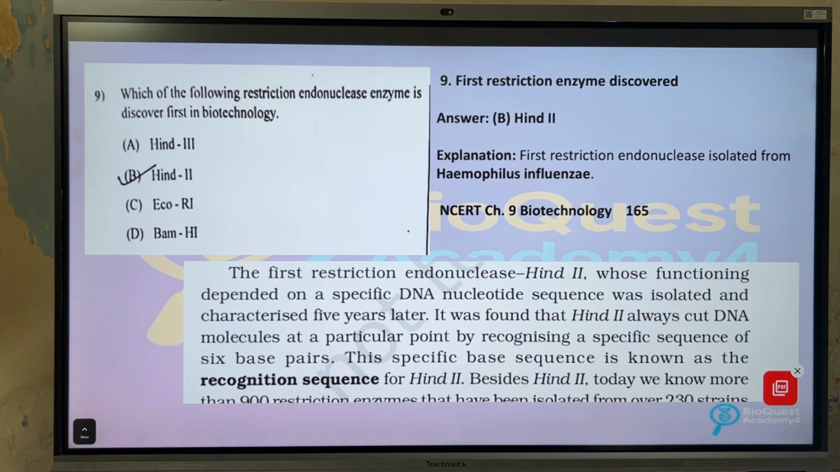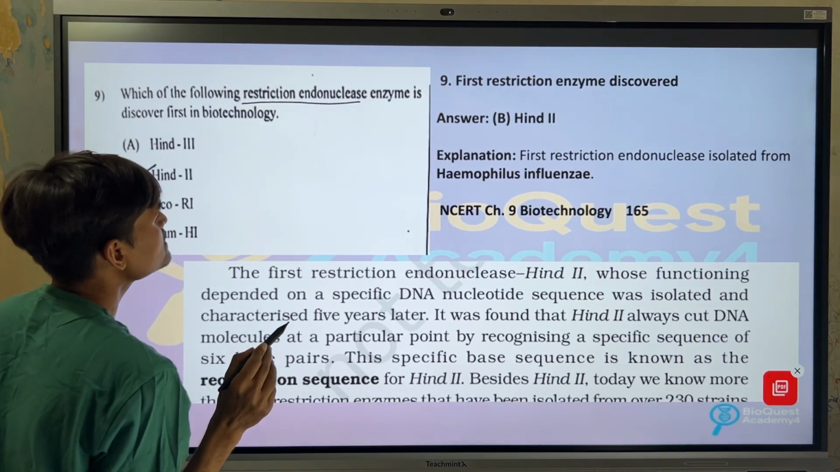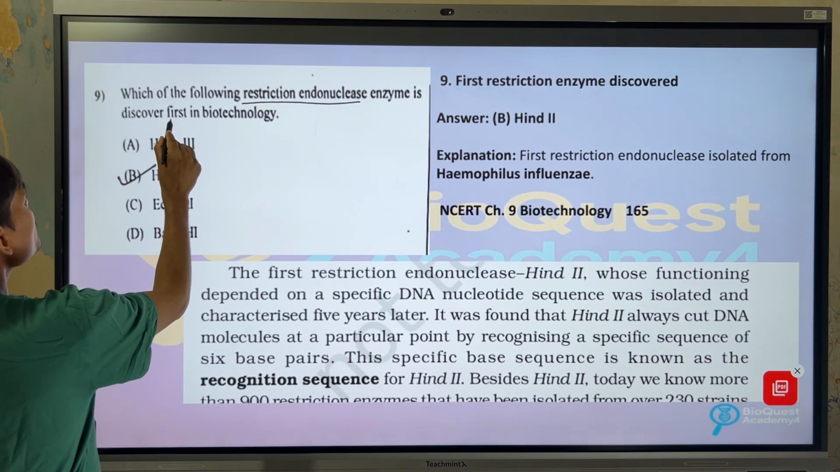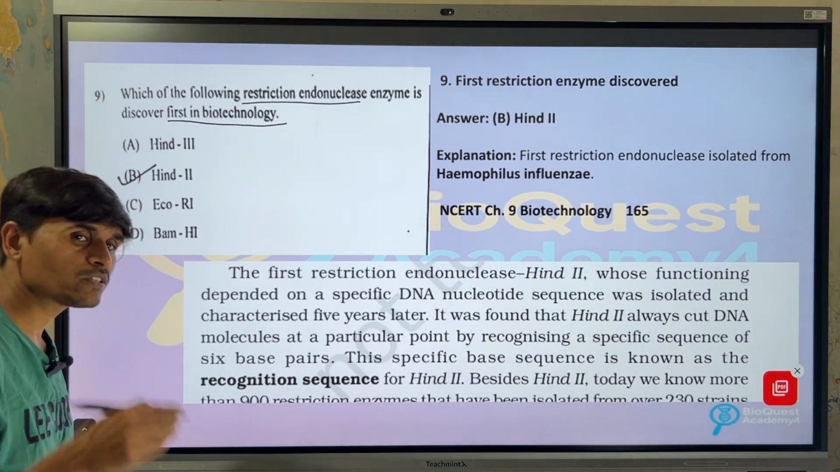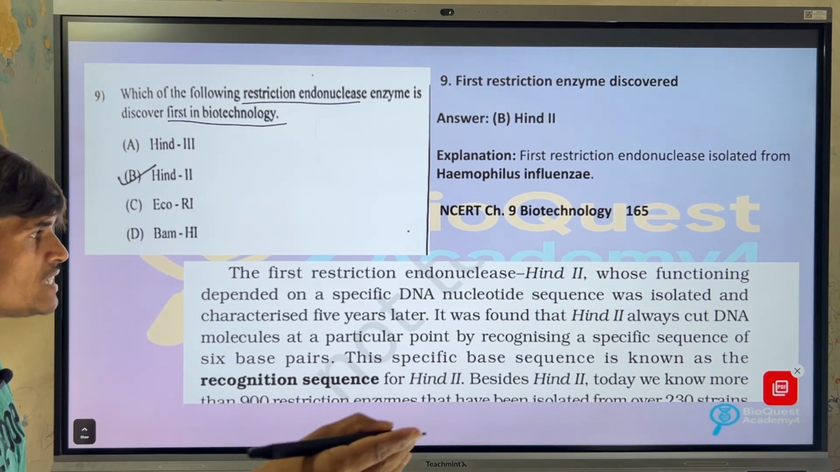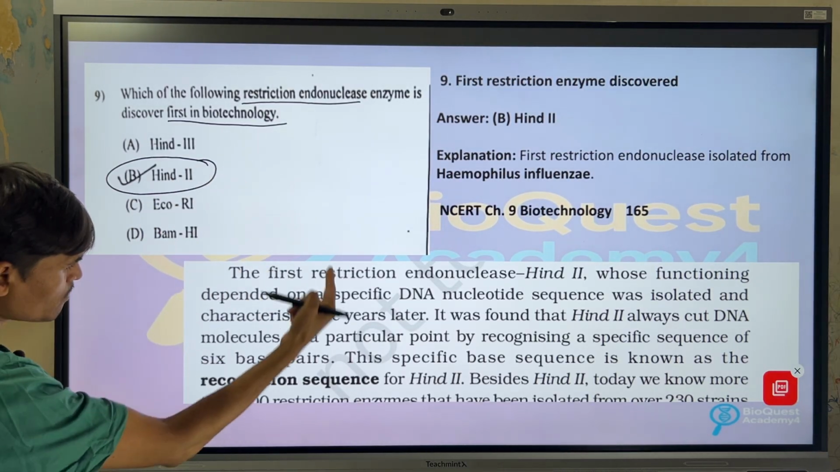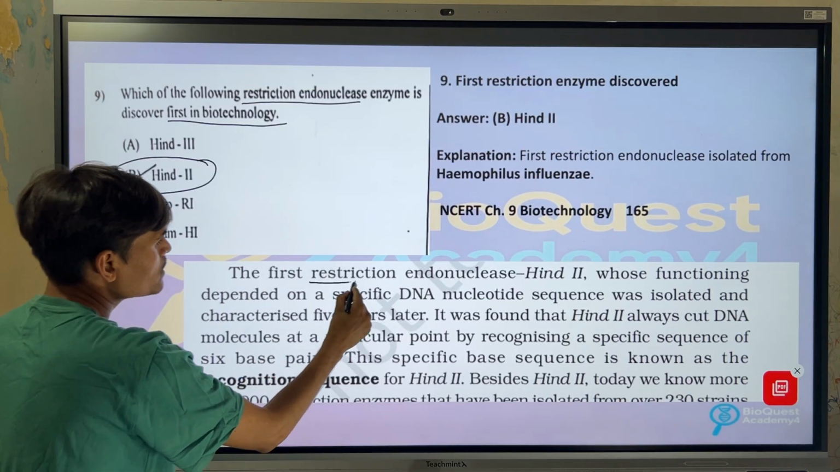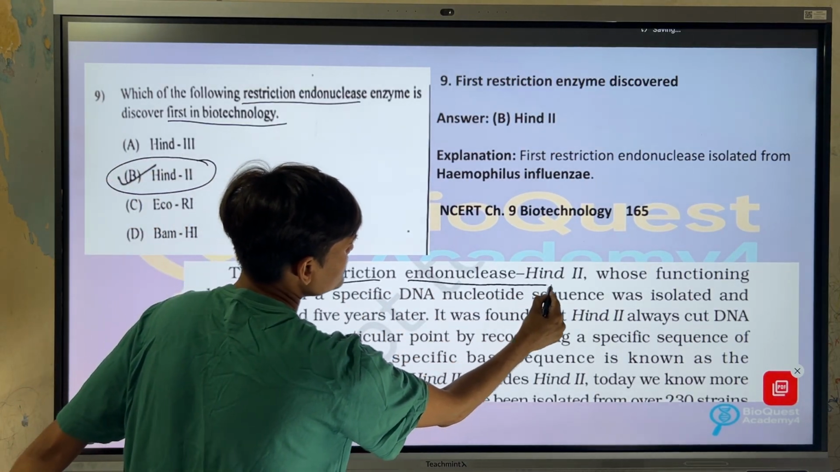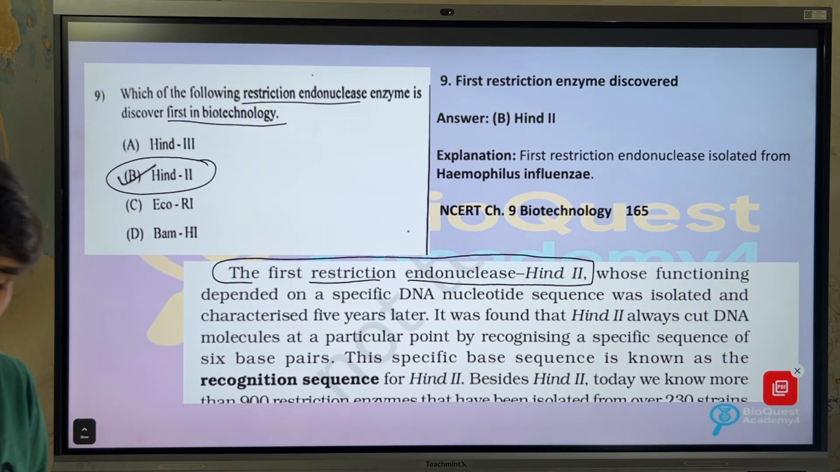Next, which of the following restriction endonuclease enzymes was discovered first in biotechnology? Means the first discovered RE. The answer is Hind II. Again, this is from the line-by-line textbook, but here the first restriction endonuclease is Hind II. See, line by line questions.